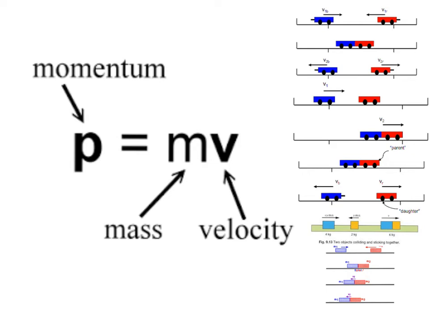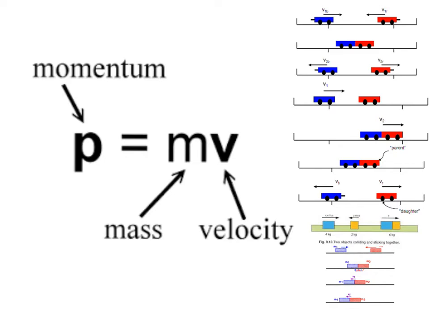Okay, we begin our study of momentum. And the symbol for momentum is P. It's a lowercase p, and it's in bold because it's a vector. Momentum is a vector, and that's important. Energy is not a vector, but momentum is a vector.